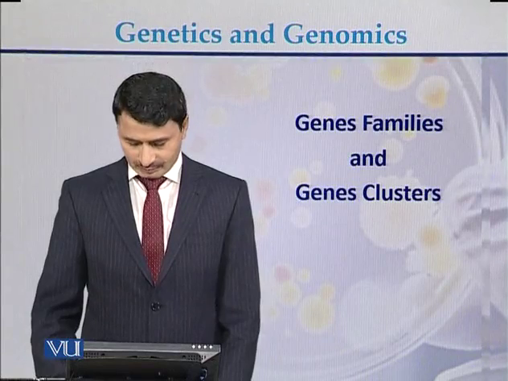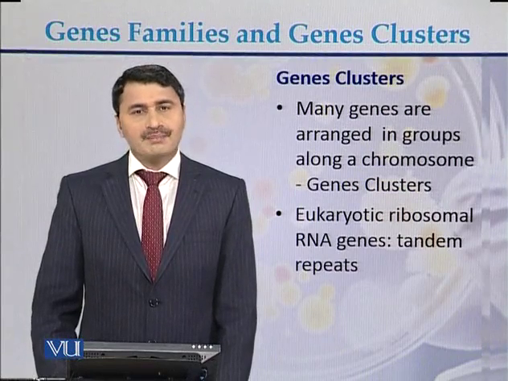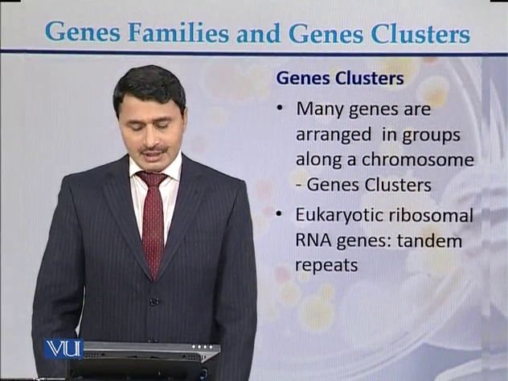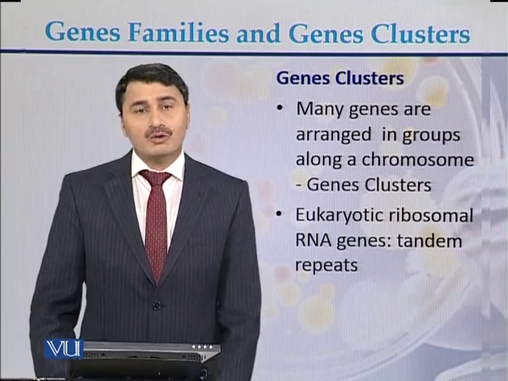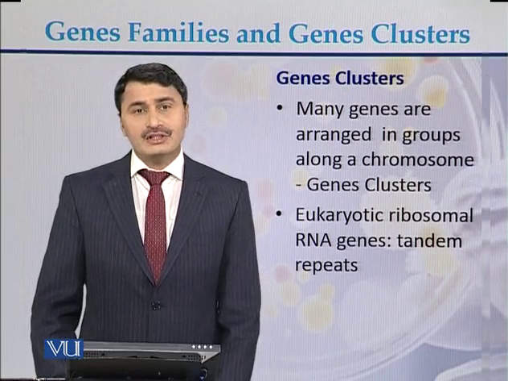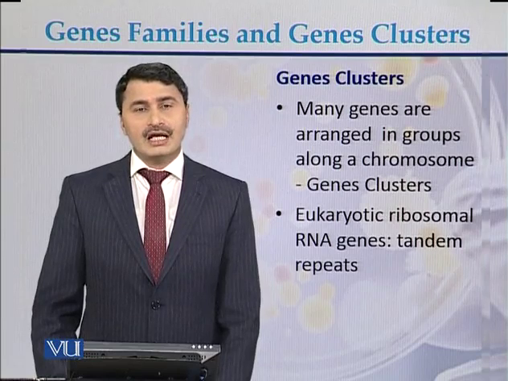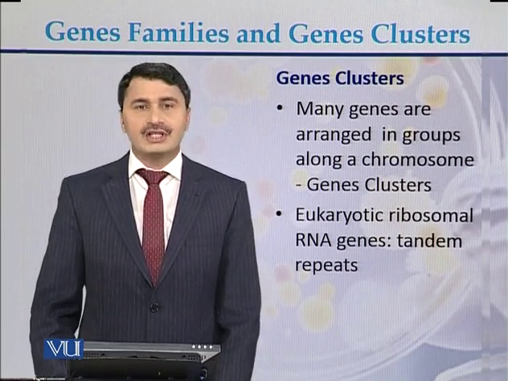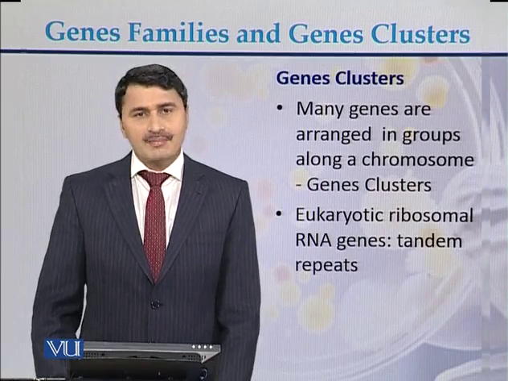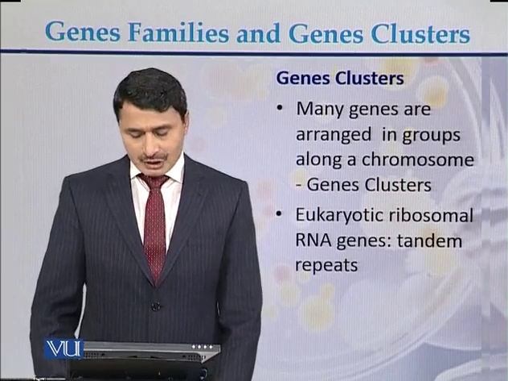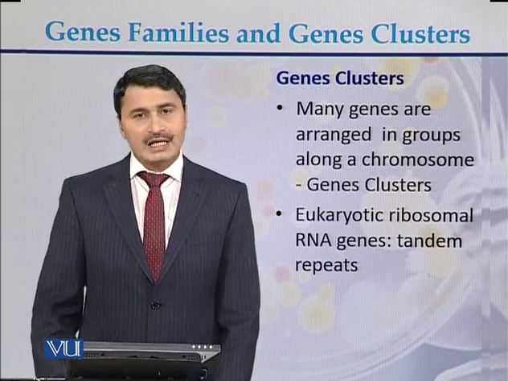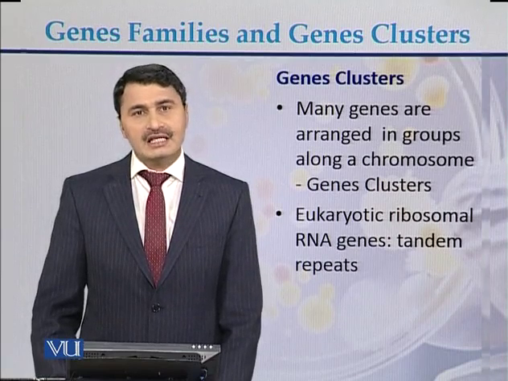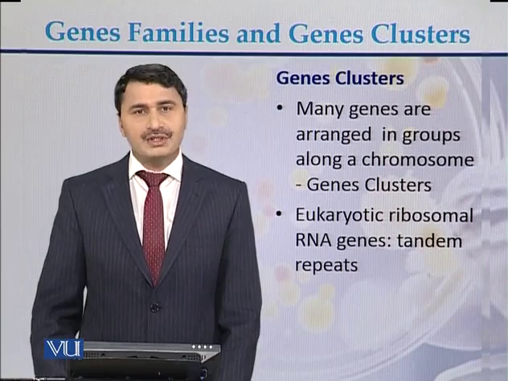Gene families and gene clusters. Many genes are arranged in groups along a chromosome. If there are multiple copies of genes, they are arranged on the chromosomes. They are usually called gene clusters. An example of gene clusters is eukaryotic ribosomal RNA genes, which are usually present in the form of tandem repeats.